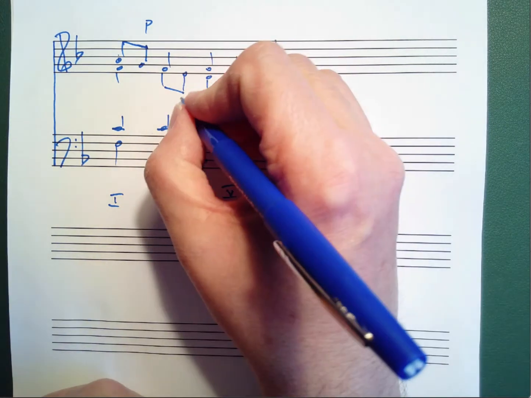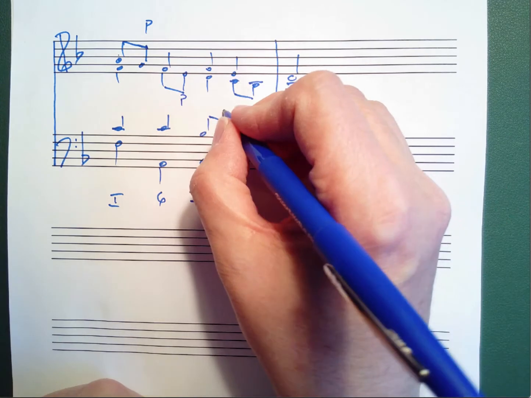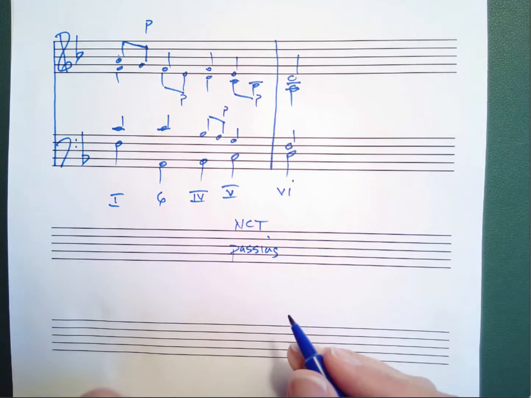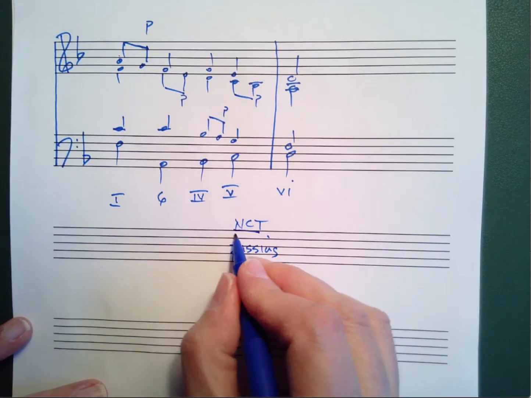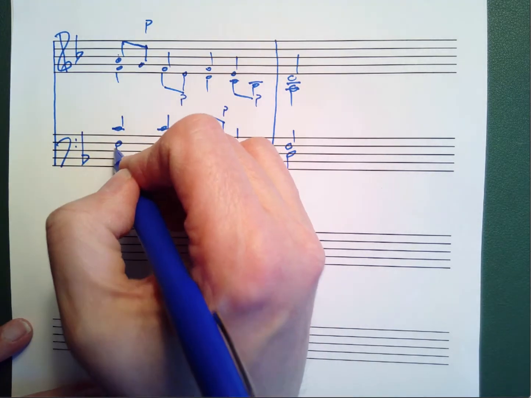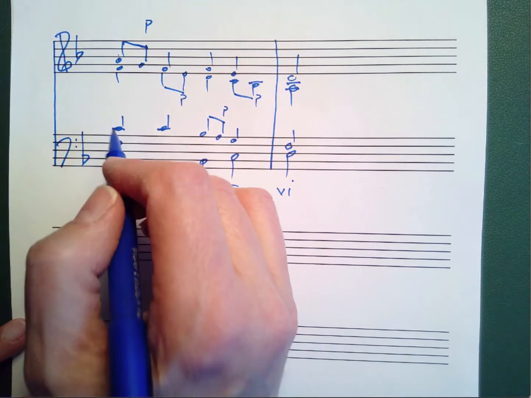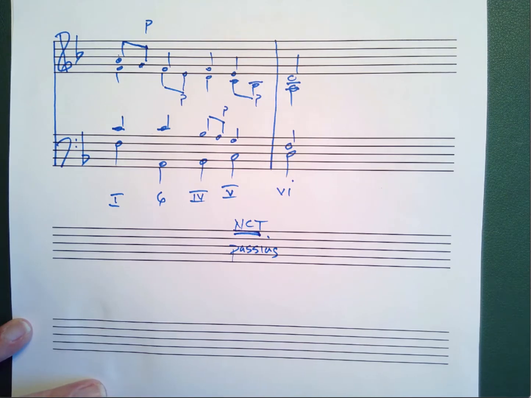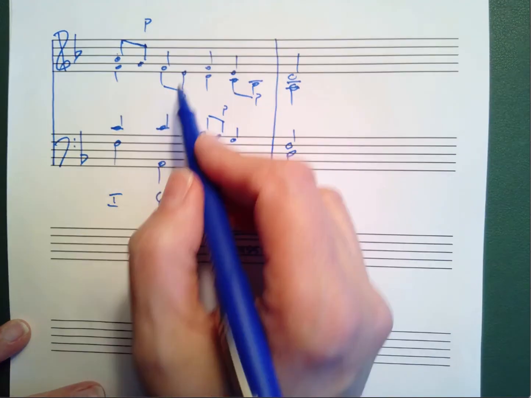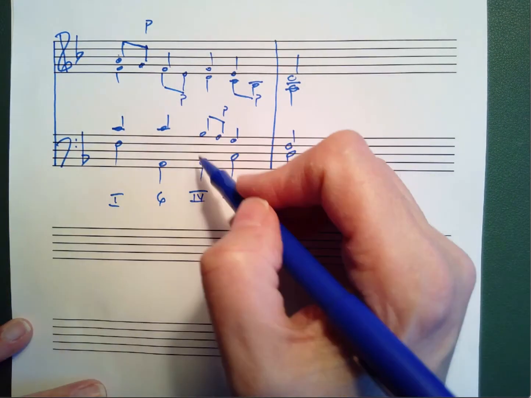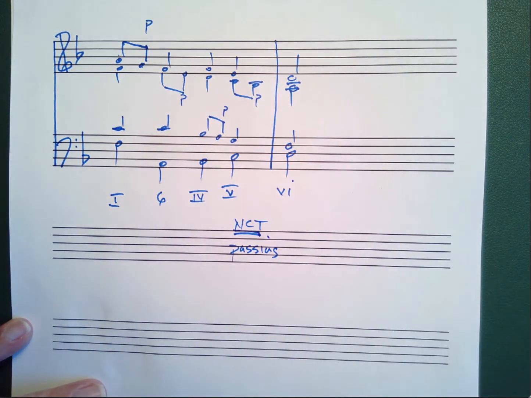Each of these, passing note, passing note, passing note, is a non-chord tone, meaning that it's not part of FAC here. This G is not part of that chord. This is FAC. E is not part of the chord. B flat, D, F. So these are non-chord tones.